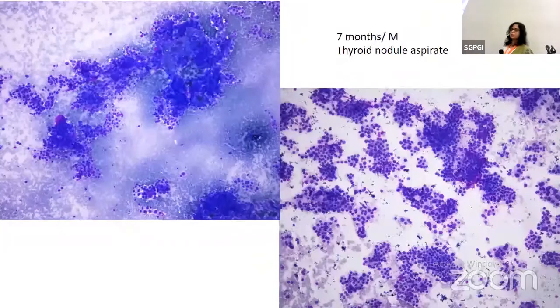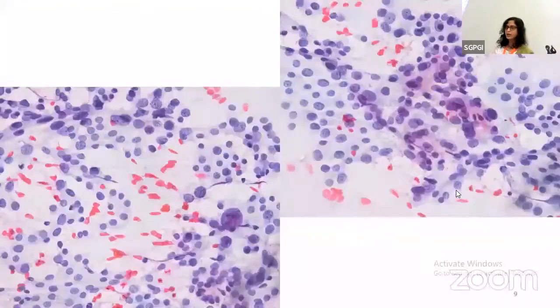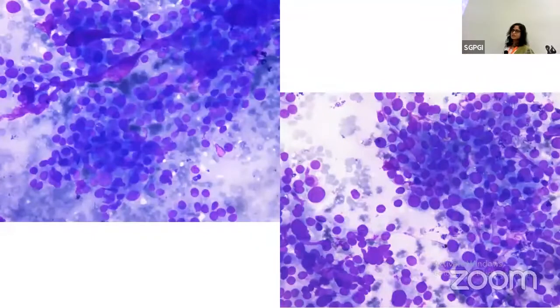So case 1, a 7-month-old male, a thyroid nodule aspirate, very cellular aspirate. You can see a lot of vascularized fragments with stroma. Again, the Pap stain smear, a lot of cellularity, no colloid in the background. A higher part showing nuclei are predominantly round in shape with rare nuclear grooves, no inclusions. There's an abrupt nuclear pleomorphism with sudden large nuclei, but chromatin is similar to the background nuclei. Over here you can see some vascularized fragments, no colloid in the background. This is the MGG stain smear.